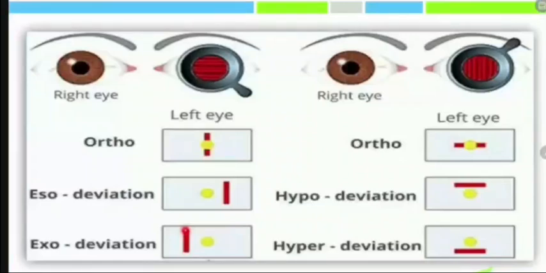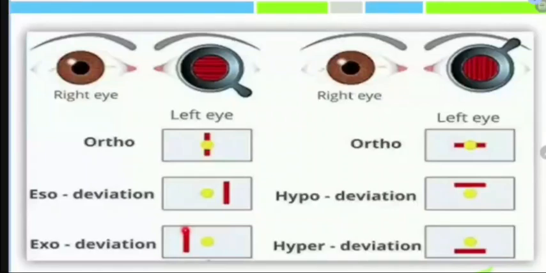Ma'am, you're not audible. Ma'am. Shobita ma'am, can you hear me? I think there seems to be an issue.